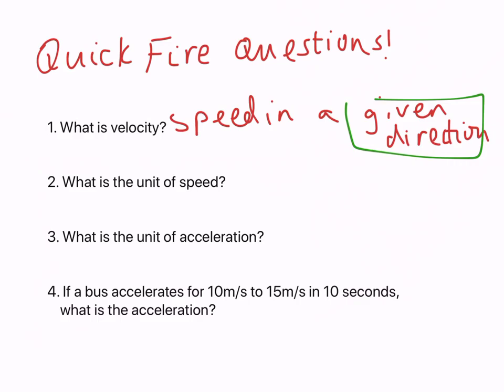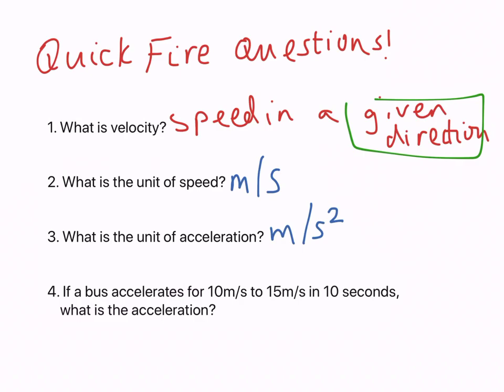What is the unit of speed? Well, the unit of speed is just meters per second, or any other thing like miles per hour. What is the unit of acceleration? Well, it's meters per second squared, or like miles per hour squared.